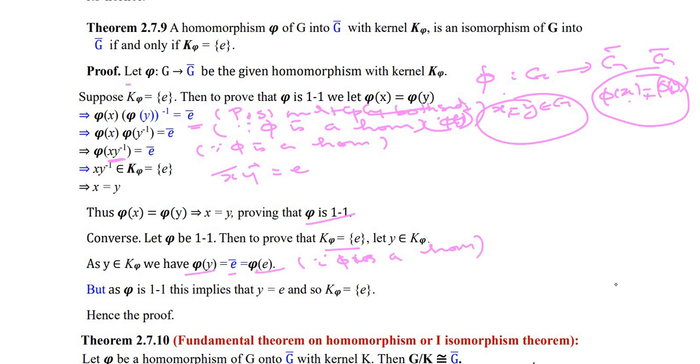Images are equal, and because phi is 1 to 1, the pre-images, namely y and E, must be equal. So y, considered to be an arbitrary element in kernel phi, is nothing but E. So we conclude that kernel phi is singleton E. So we have established both the parts. Given phi a homomorphism, if we want phi to be an isomorphism, we have to prove that kernel phi is singleton E, and whenever kernel phi is singleton E, if phi is a homomorphism, naturally it will be 1 to 1.